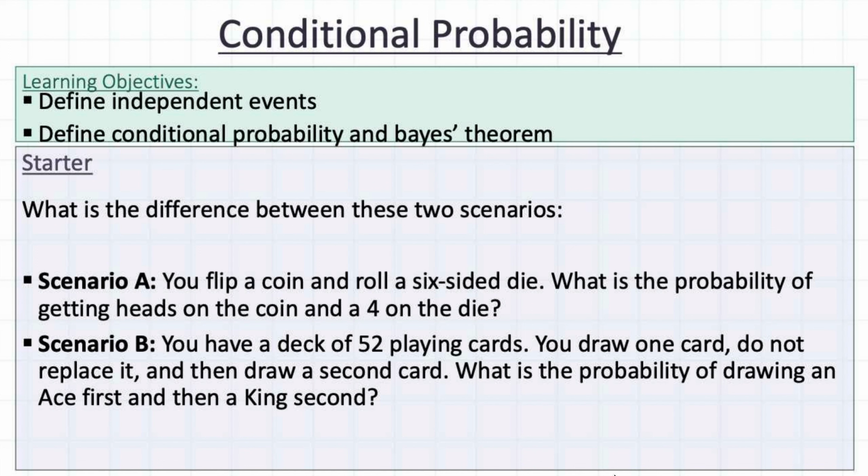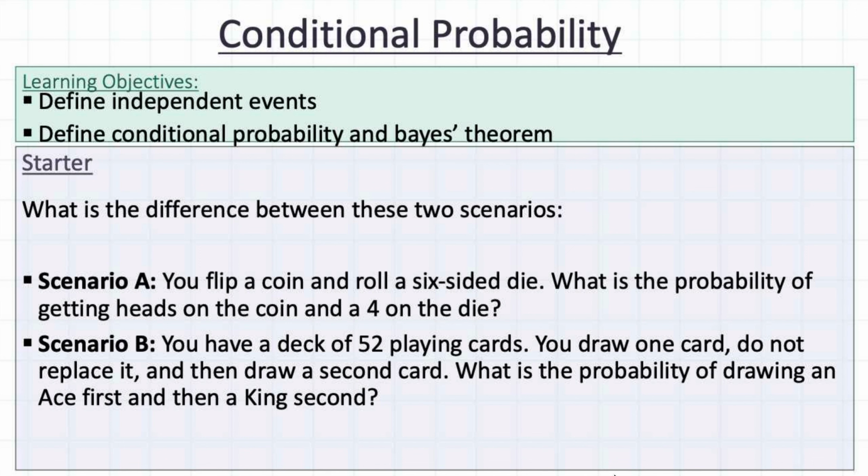Now that we've covered the basics of probability, different representations of probability and how to calculate them, we now build up to dealing with independent events, conditional probability, and a more HL-specific condition called Bayes' theorem. It's done in a separate video. So first, let's talk about independent events.